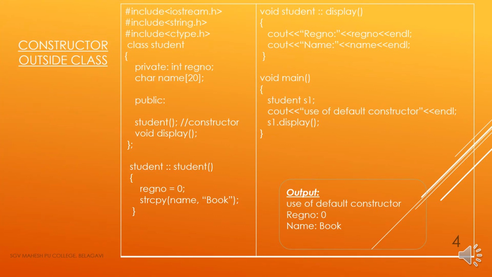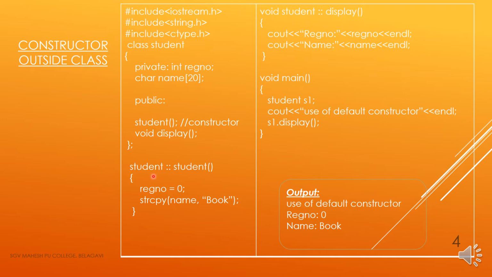Now, if I want to create a constructor outside the class, how am I going to do that? I create a class student, include three header files. I'll define a registration number as a private member, character name, it's an array. Done. This is your constructor student. Then display function. So your class ends here.